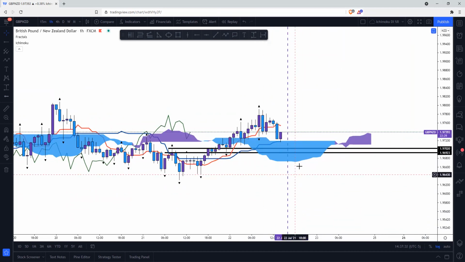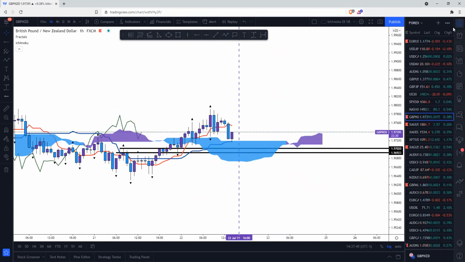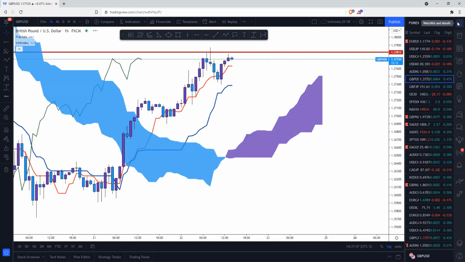I do think it's overall still bullish. So I would look for nothing but bullish opportunity. Even if it goes down, I would still look for bullish opportunities. All right. Let's go to another pair. Let's see. Let's go GBP US dollar.